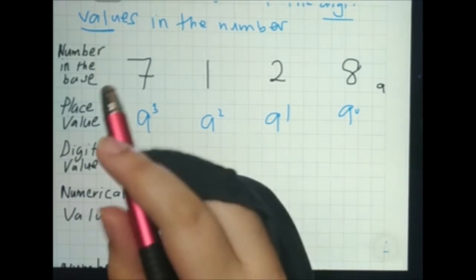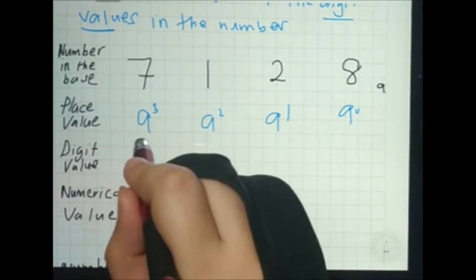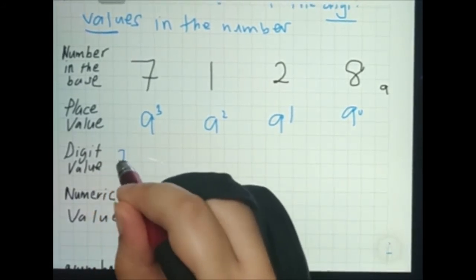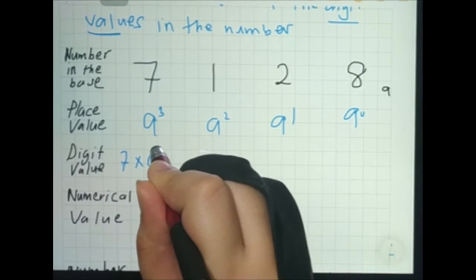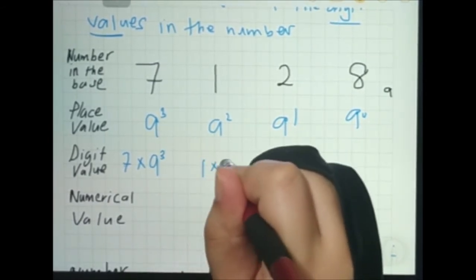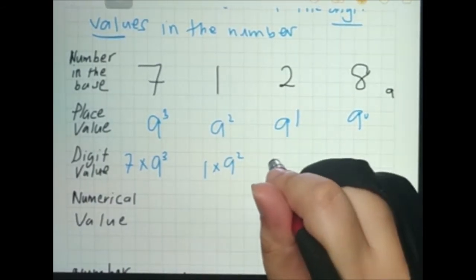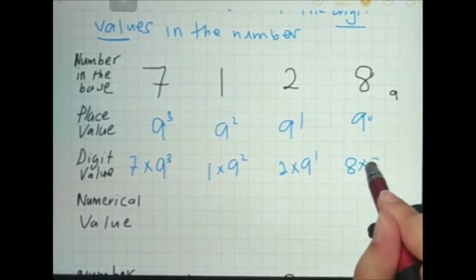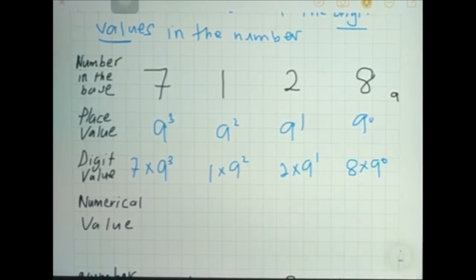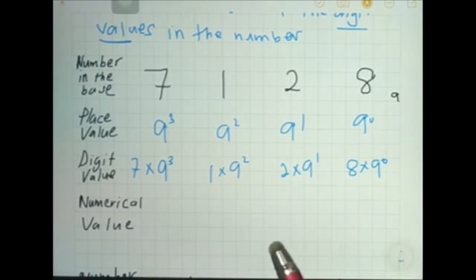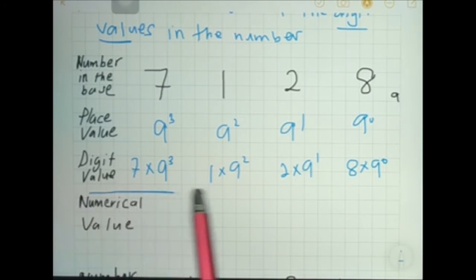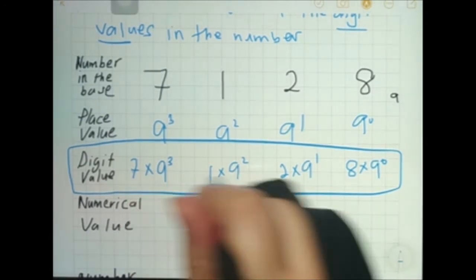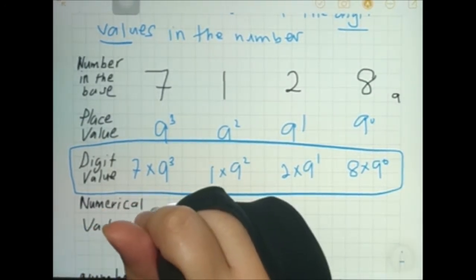So the digit value is the digit multiplied with the base value. So 7 times 9 power of 3, 1 times 9 power of 2, 2 times 9 power of 1, 8 times 9 power of 0. So the numerical value is the sum of the digit values. So we add all of the digit values together.